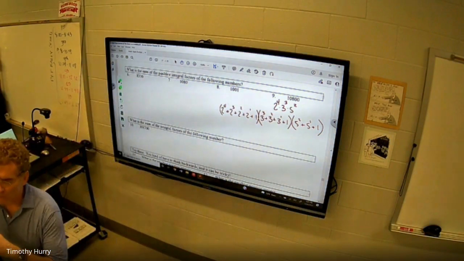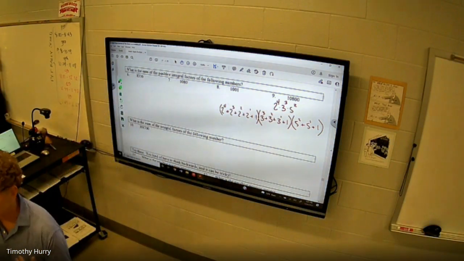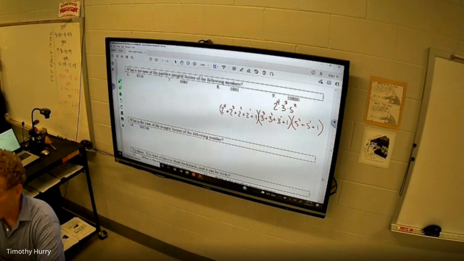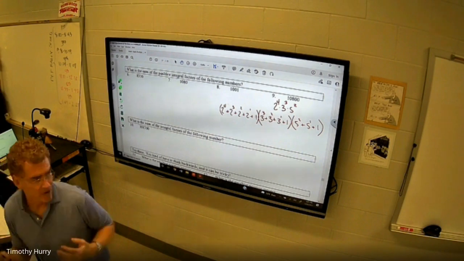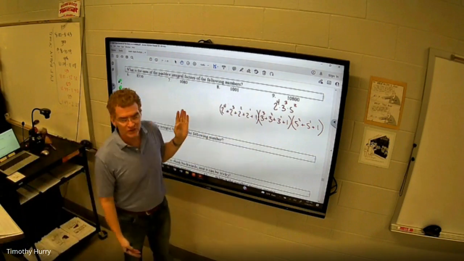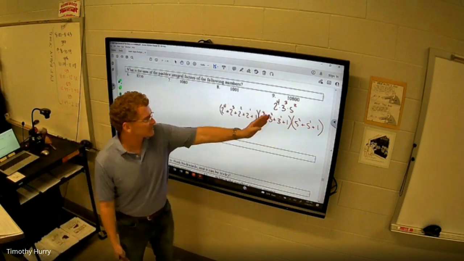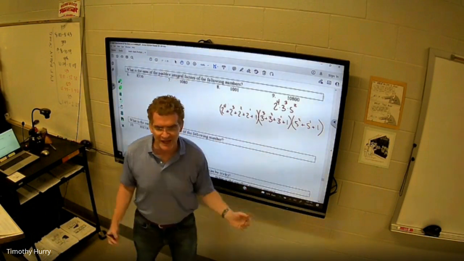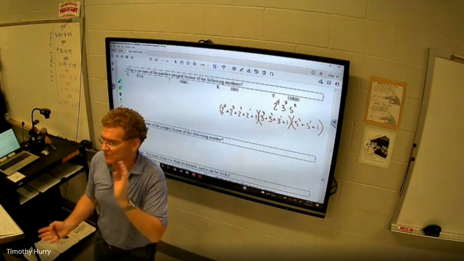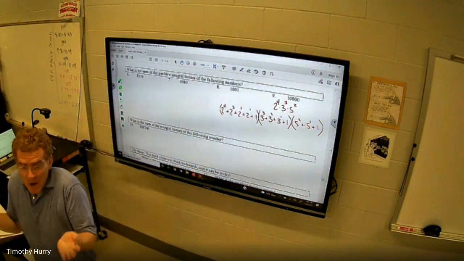Because if I were to FOIL it all out, what does this do? This gives me every possible combination of none through 4 2s, none through 3 3s, and none through 2 5s. It assigns every possible scenario. I don't want to know those scenarios.